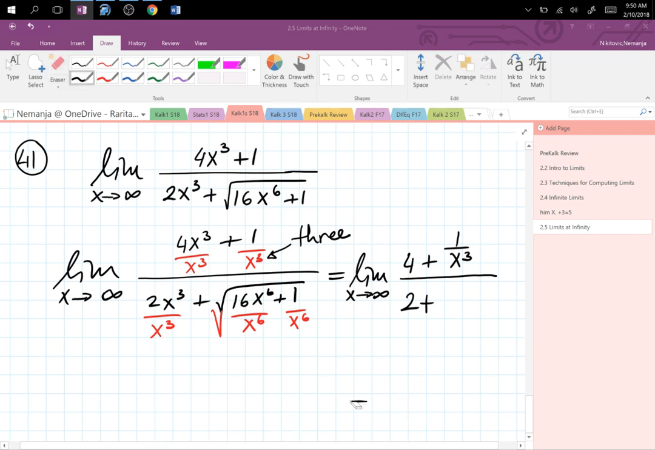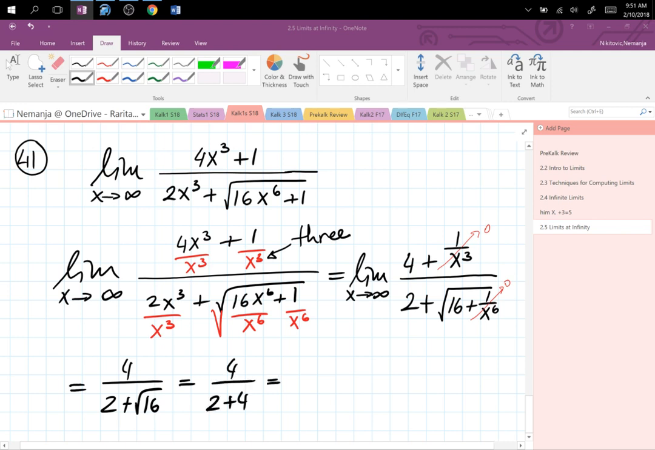And I have the square root of 16 plus 1 over x to the 6. At this point, we unleash the limit. This dies and this dies. And we are left with 4 over 2 plus square root of 16. 4 over 2 plus 4. 4 over 6. And as I promised, 2/3.